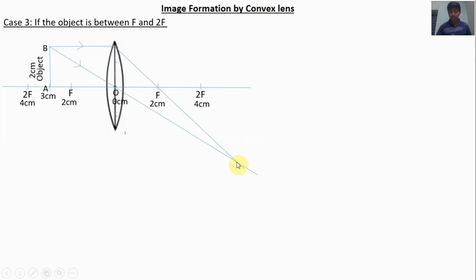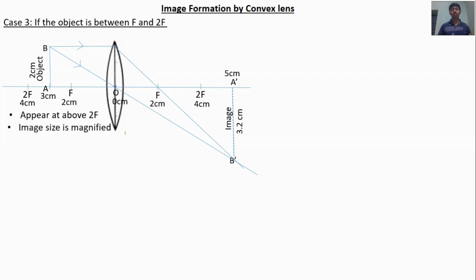The two rays meet at this point above 2F. The length of the image is much higher than the object, a magnified image. By the conclusion, the image appears above 2F. If the object is between F and 2F, the image is a magnified image, a real image and an inverted image.